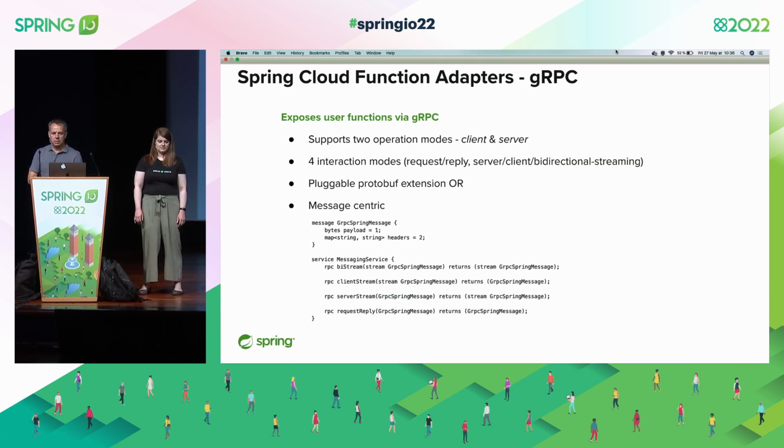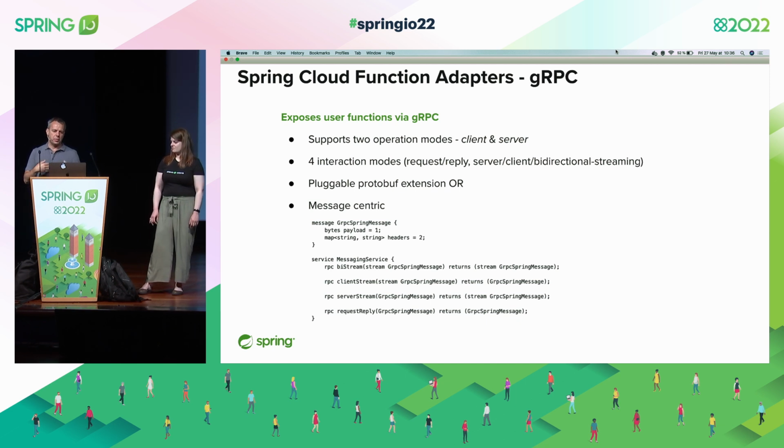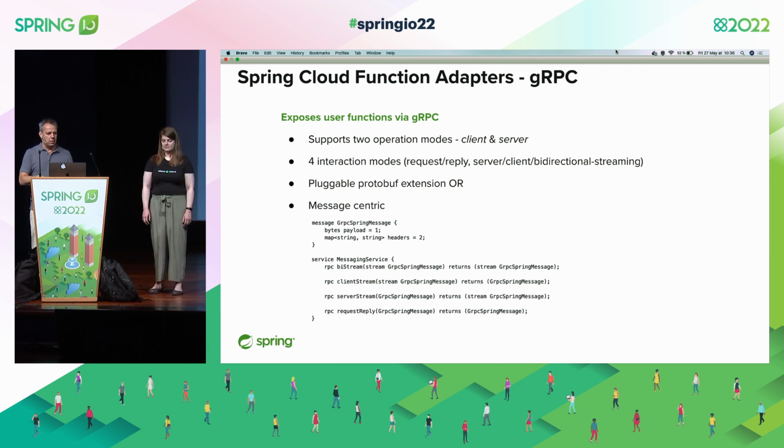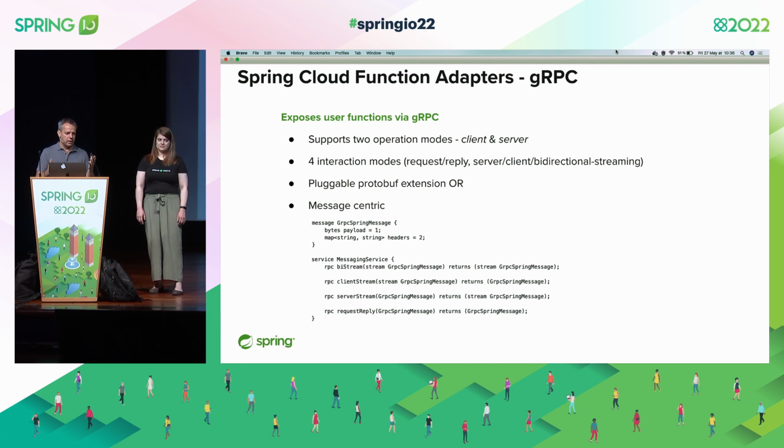So gRPC. Let's talk a little bit about gRPC support within Spring Cloud Function, especially in the context of messaging. So we provide gRPC support in Spring Cloud Function. What does this mean? You probably already guessed. It's an ability to expose a function as a gRPC endpoint, right? So we support two modes of operation, client and server. So four interaction modes: request reply, server streaming, client streaming, and bidirectional streaming.